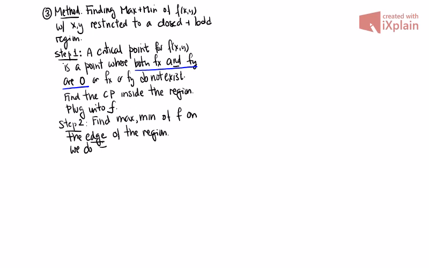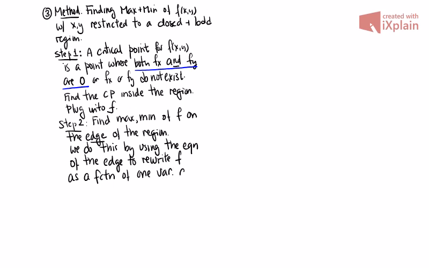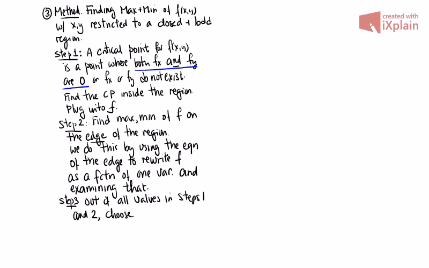So we do this basically by using the equation of the edge to rewrite f as a function of one variable, and examining that. This is a very general statement here. It's sort of lacking of specifics really, but we need to do some examples to see. And step 3, out of all the max and mins, we choose the biggest and the smallest. Out of, let's say, all the values in steps 1 and 2, choose the max and min.